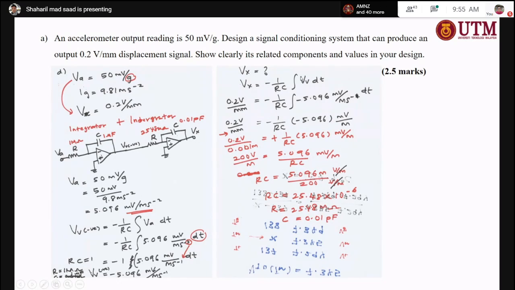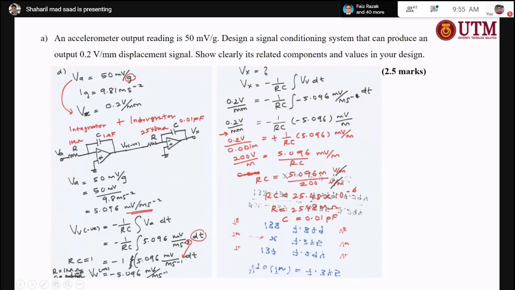So that means you need another integrator. However, you need to convert millimeter into the meter value, right? And then you get 100 volt per meter here, and then this 5.096, so this one will be meter per second. This one will be lost. It will be left with meter, right? And then you divide 5.096 by 200 here, and then you will get the value for R times C here, and then you can choose any value for R and C here, right? And then you will design your circuit for the accelerometer.